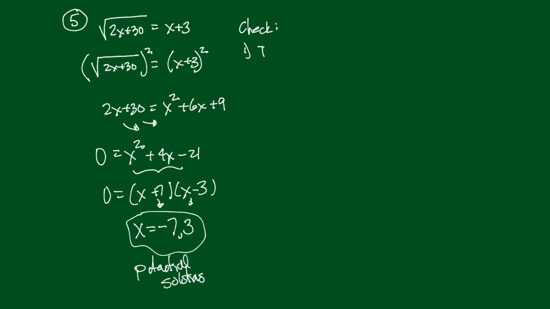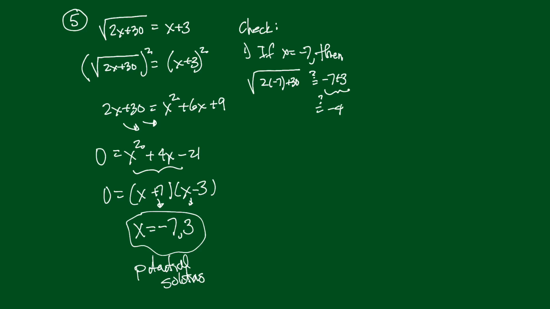So first of all, if x equals, let's go with the negative 7. If x is negative 7, then, all right, put the negative 7 back into the original equation, here and here. So we will have the square root of 2 times negative 7 plus 30. Is that equal to negative 7 plus 3? All right, now, I don't need to go any further. What is this?